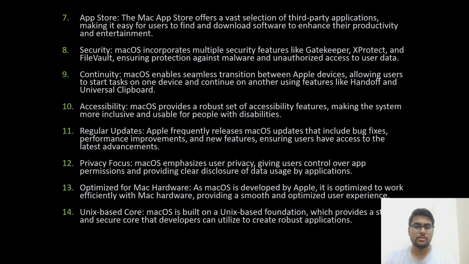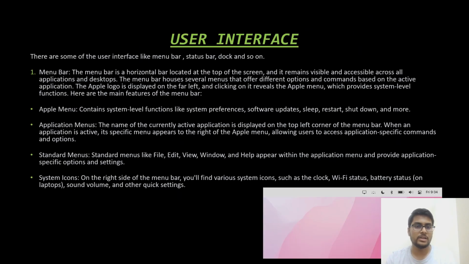Unix-based core. macOS is built on a Unix-based foundation, which provides a stable and secure core that developers can utilize to create robust applications. User interface. There are some user interface elements like the menu bar, status bar, dock, and so on. Let us talk about the menu bar. The menu bar is a horizontal bar located at the top of the screen. It remains visible and accessible across all applications and desktops.